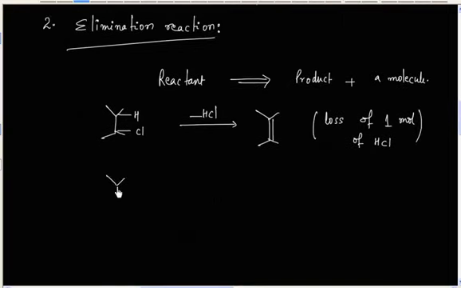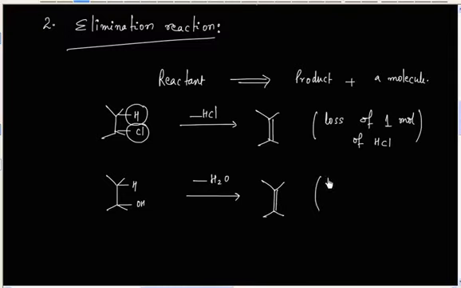So in this case we have loss of 1 mole of HCl. And this is called dehydrohalogenation. So we have removed a hydrogen and a halogen. Now this case, if I lose 1 mole of water, this is called dehydration. So we have removed 1 mole of water. So this is again an elimination reaction.